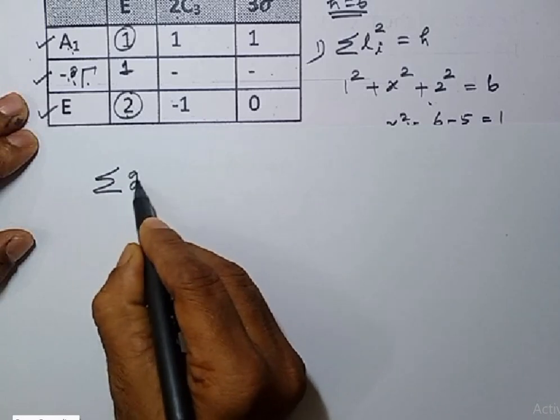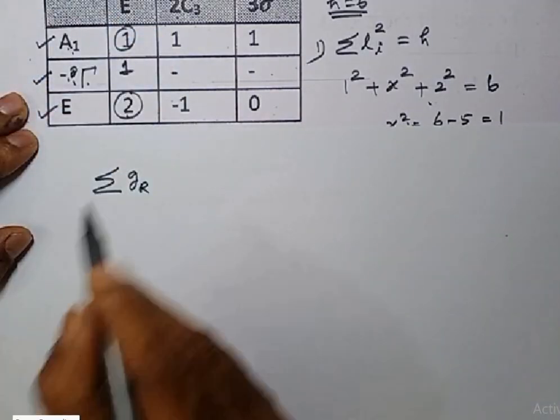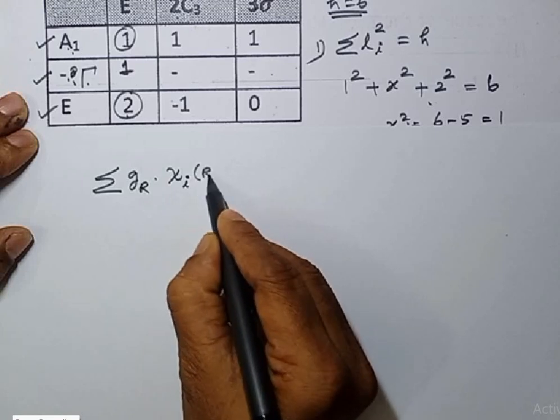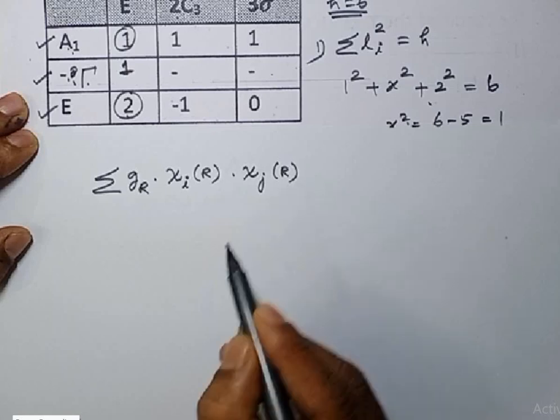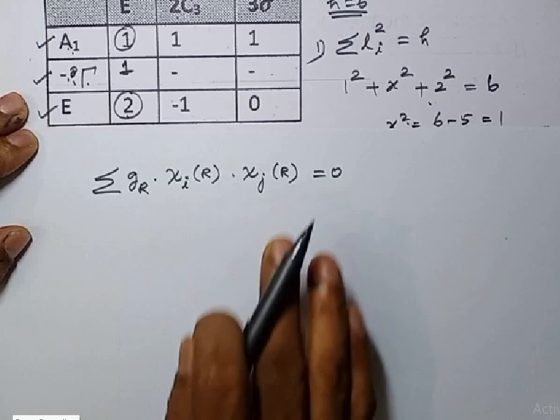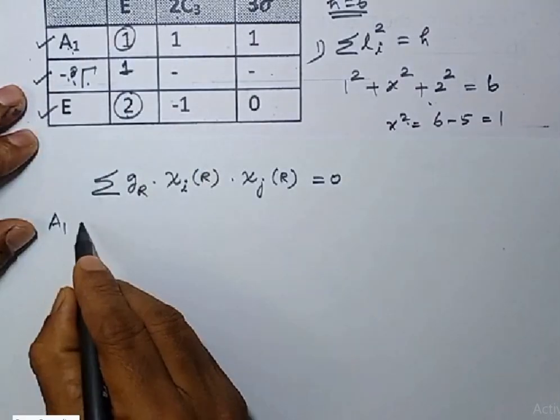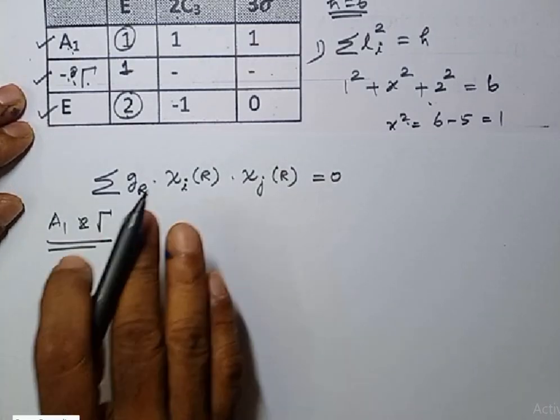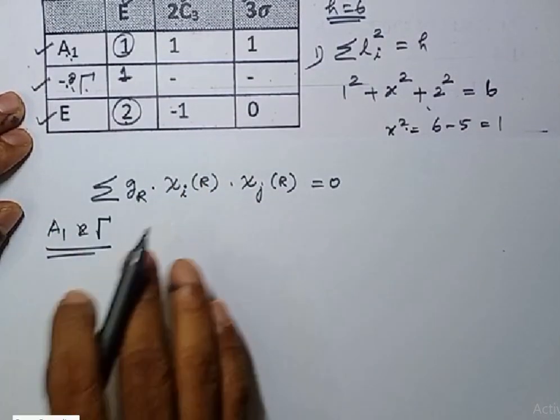So let me write g_R, the number of operations in each class, times the character of the ith irreducible representation in the class R, times the character of the jth irreducible representation in the class R. This product summed should be equal to 0, then only they are orthogonal. Now I'll take the A1 irreducible representation and gamma. I'm going to check whether these two are orthogonal or not. It should be orthogonal.